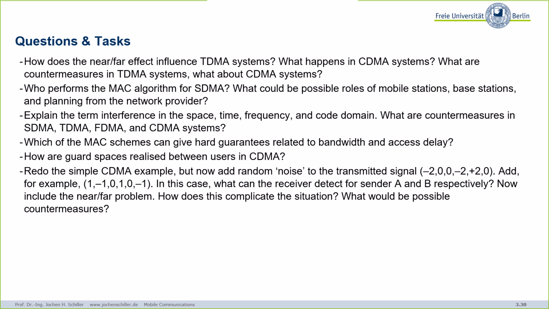So we also looked at medium access control, and maybe for TDMA systems it's quite clear, but also for space division, who's performing this? There are many different answers. What is the role of mobile stations, base stations, planning, etc.? Who's actually planning these multiple access schemes for space division? What does it mean, space division in a mobile and cellular network?